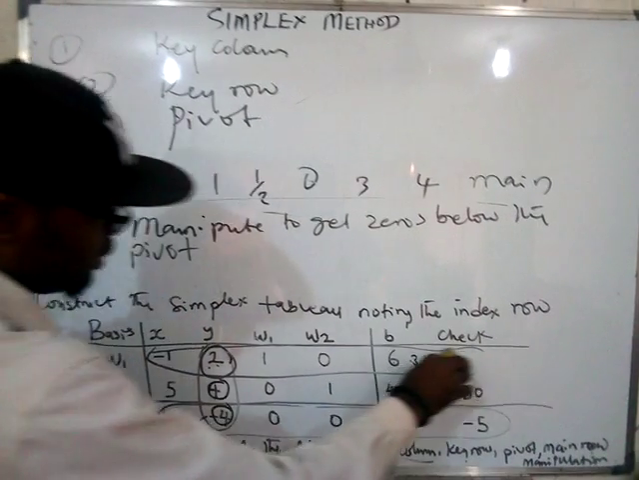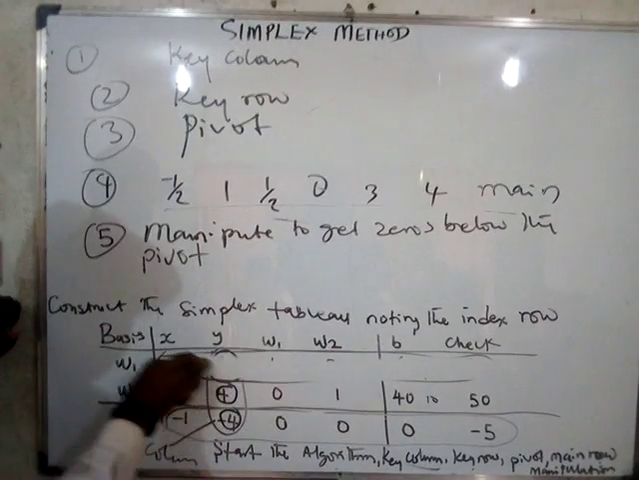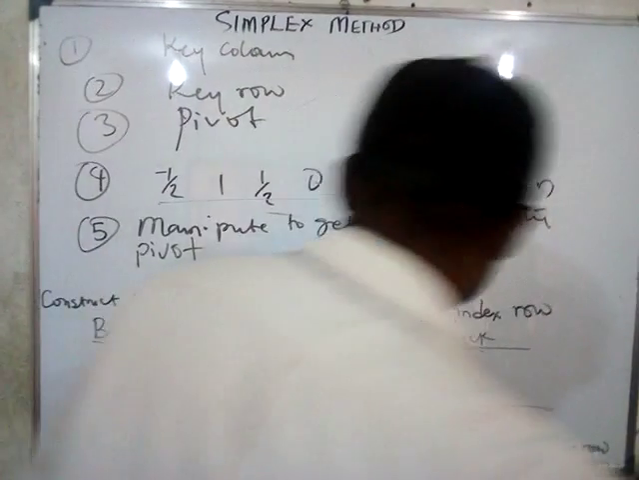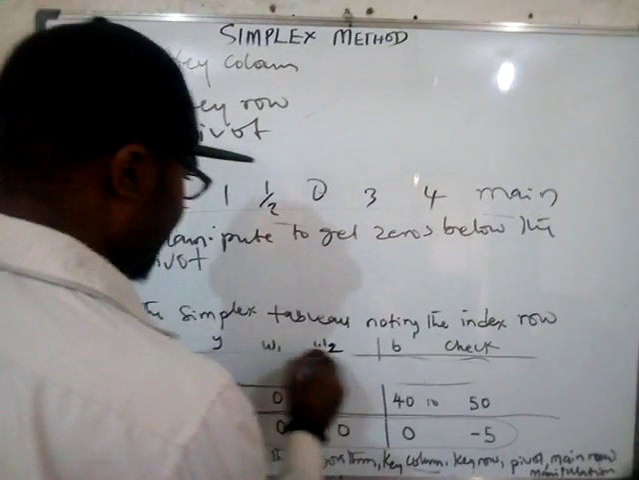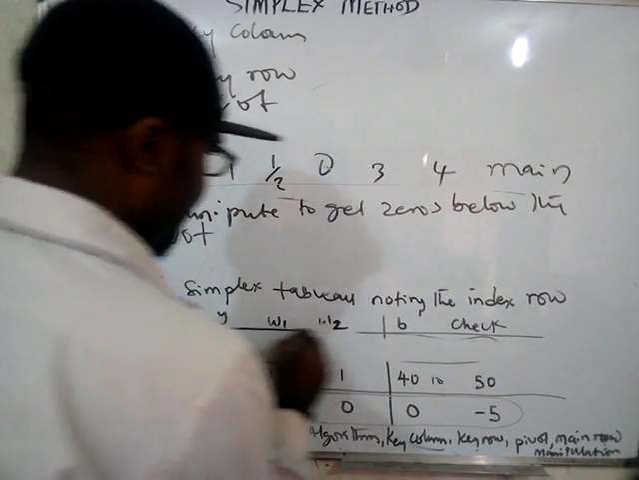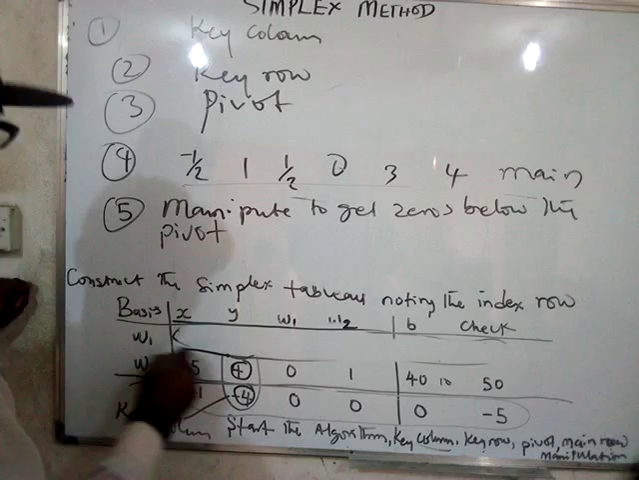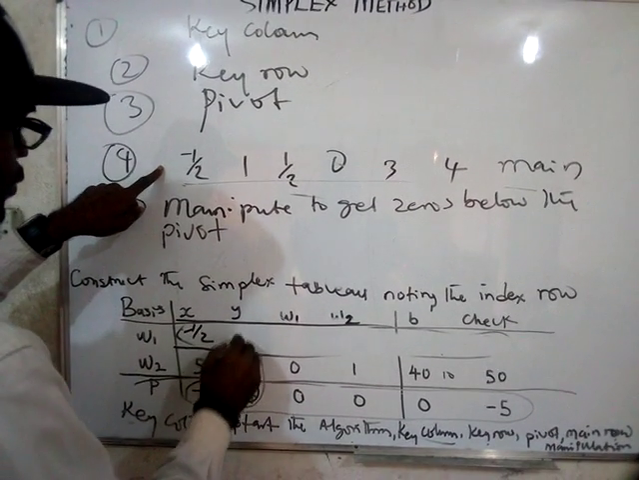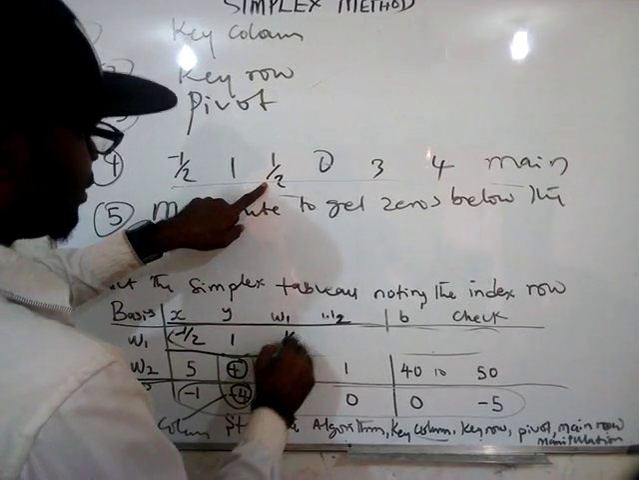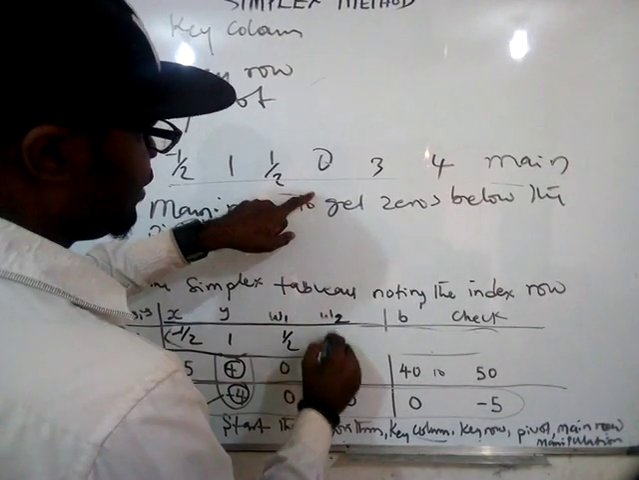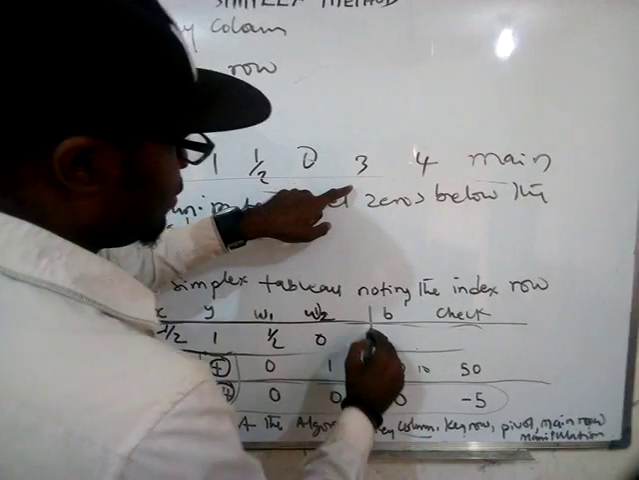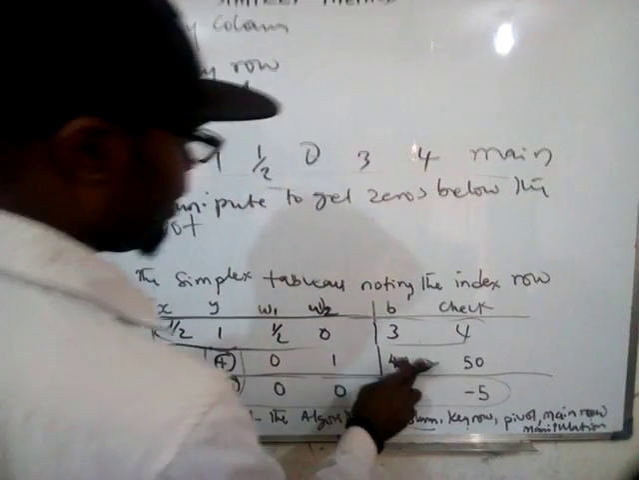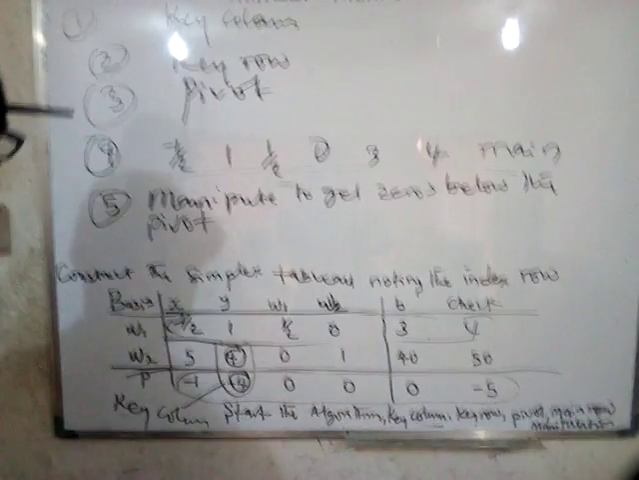I'm going to just delete only this, so that we can use it to start our manipulation. I've already given you the algorithm. So now I'm going to be having minus 1 over 2, 1, half, 0, 3, and 4. So that's what I'm having. So this is the table that I have now.